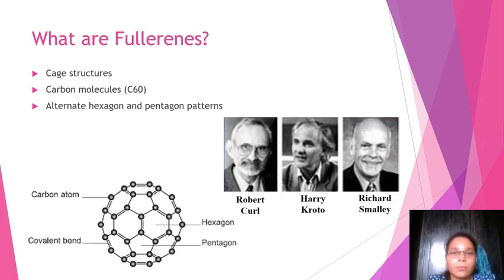Two models were proposed, a flat hexagonal sheet and a spherical structure. Ultimately, they found that pentagons interspaced with hexagons formed a stable spherical structure, and this led to their 1996 Nobel Prize in Chemistry.